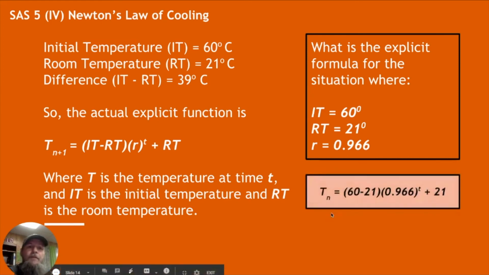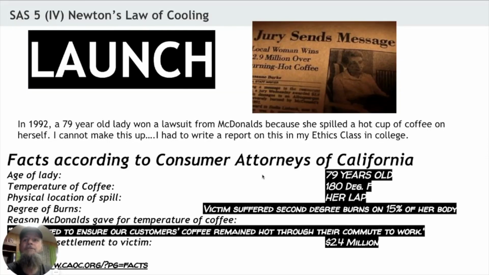All right. This is our function using the information we have, where IT is 60 degrees, RT is 21 degrees, and R is 0.966. We just look at it, and we can actually do the math on it. But I'm going to launch this with you.